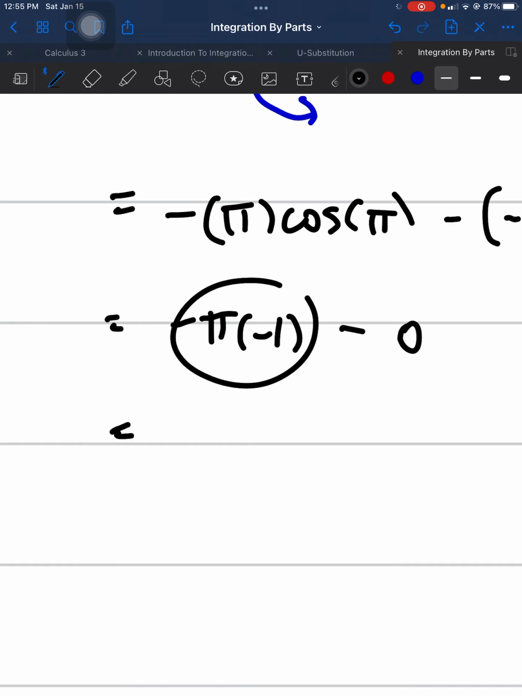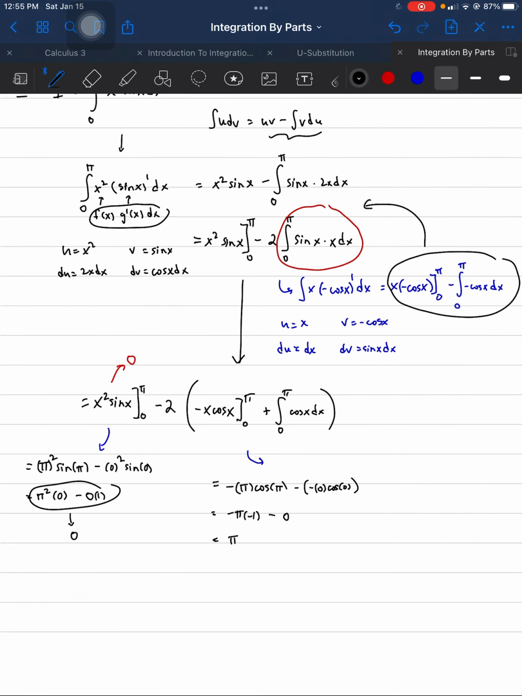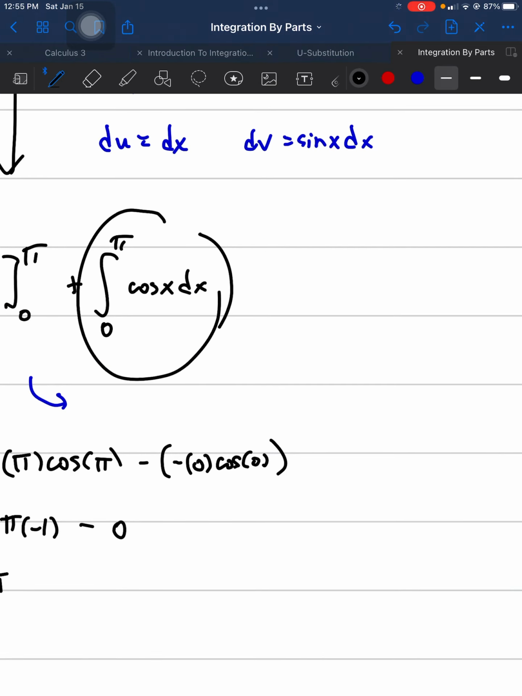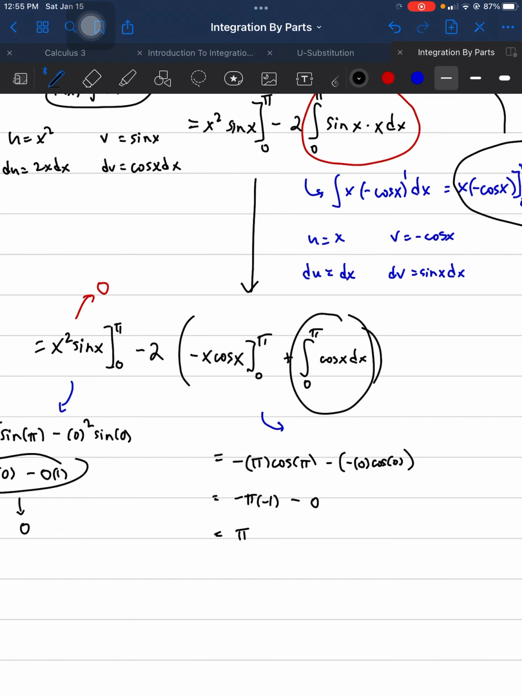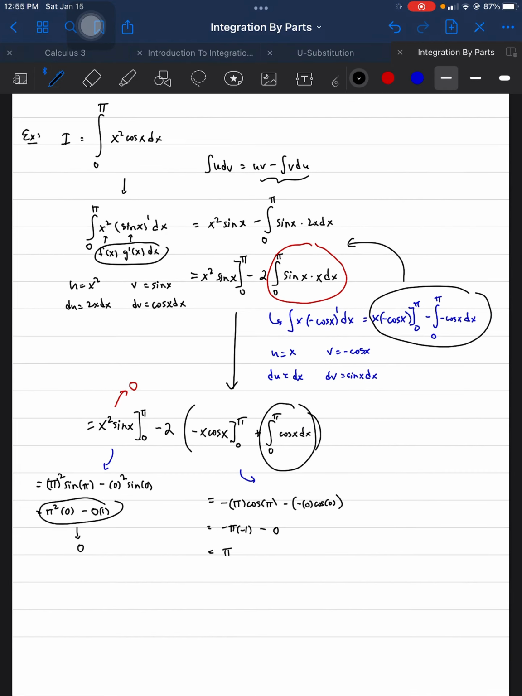So what we have right here is just going to be negative pi times negative 1. That's going to be pi, positive pi, right? And then we also have this integral right here. And remember, we want to make sure this integral is simpler than the previous integral we had.